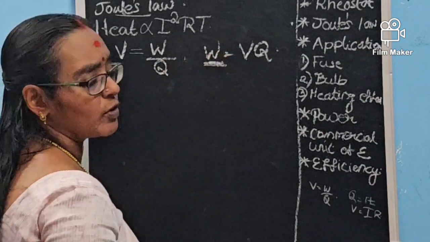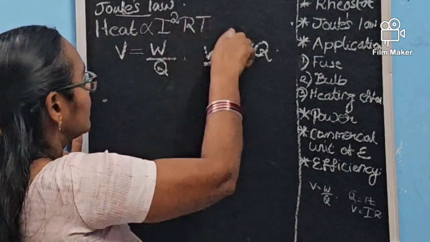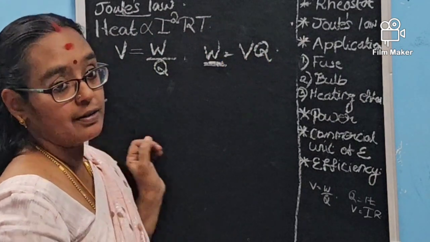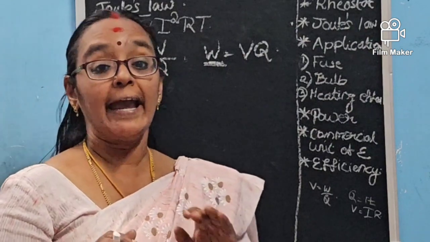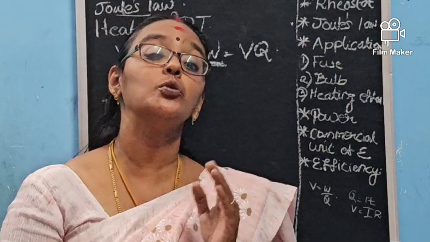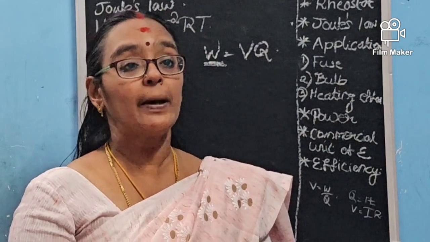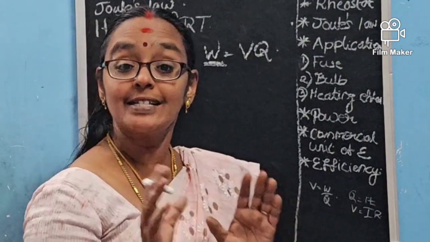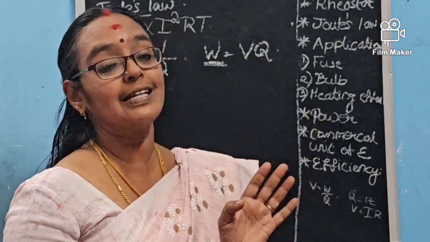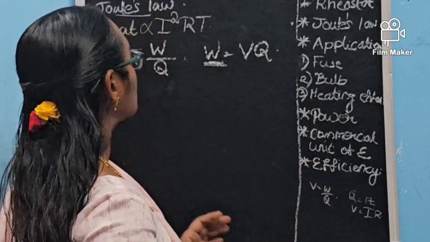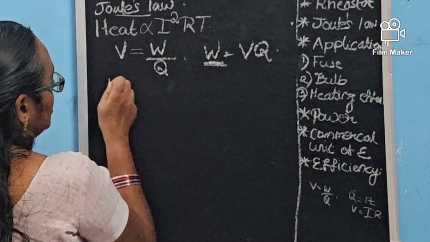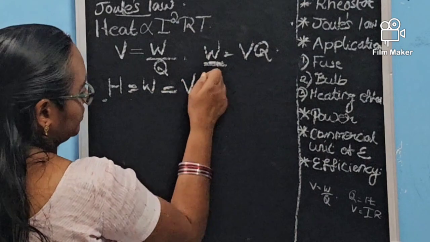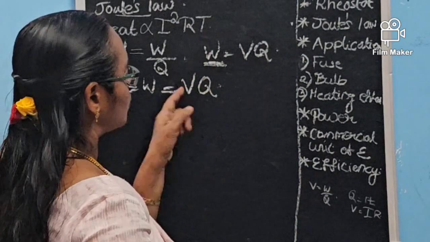Is there any importance for W over here? W is actually the work done. We already know that the energy produced is equivalent to work done. How can we calculate the energy? By seeing the work done, we can calculate energy. Here, heat is the heat energy, isn't it? This heat energy is equivalent to the work done. So we can relate H as W, which is equal to VQ. Can we change V?